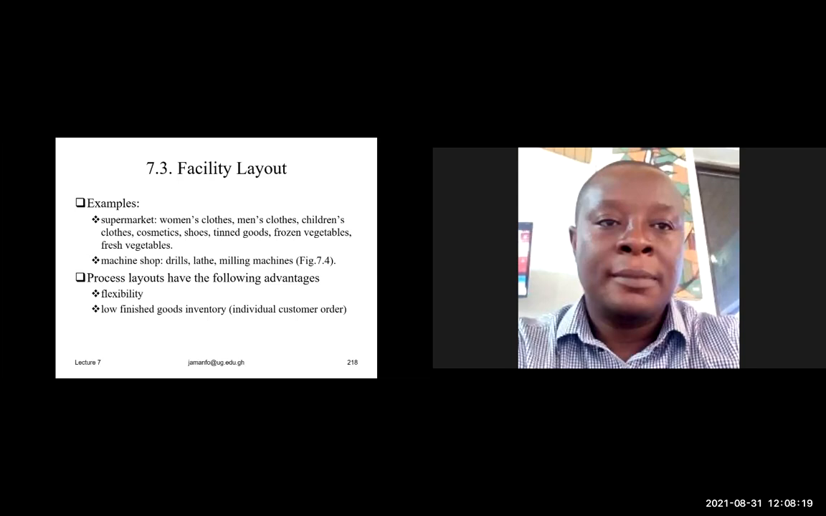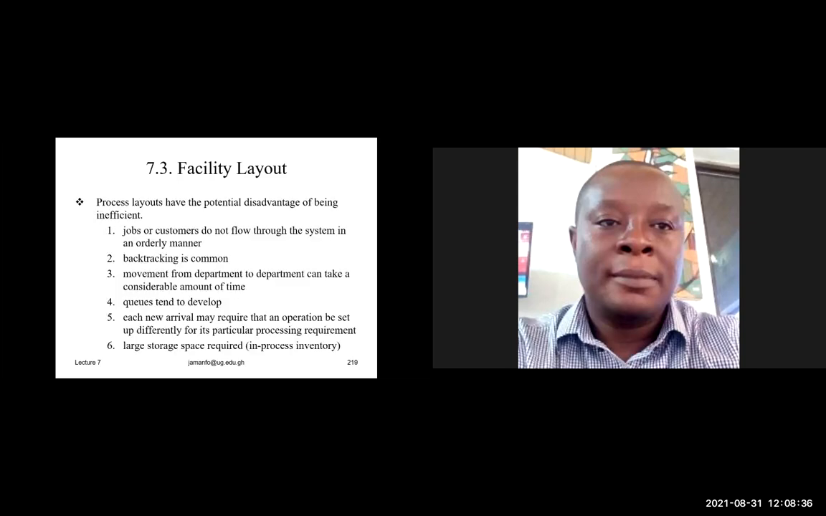And usually manufacturers, our processing facilities, that apply the functional layout tend to have low finished goods inventory because they tend to work with customer orders. They don't normally produce to stock.